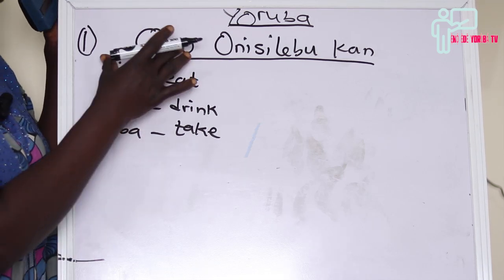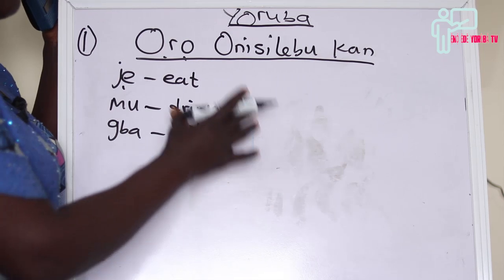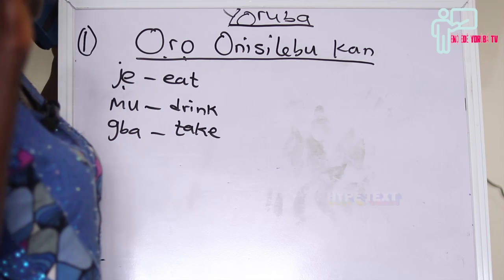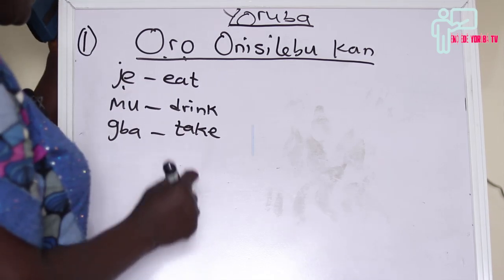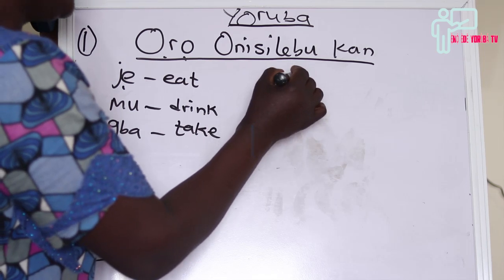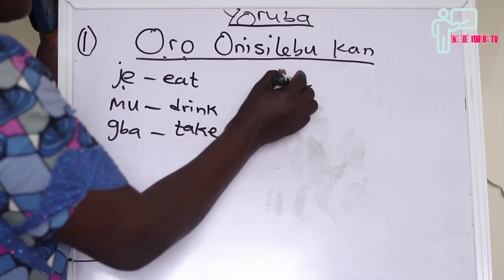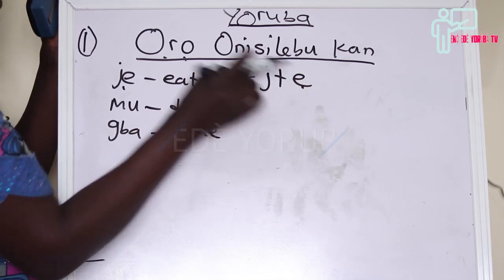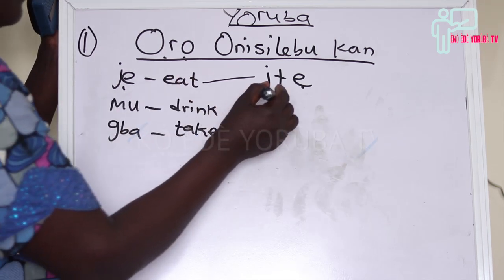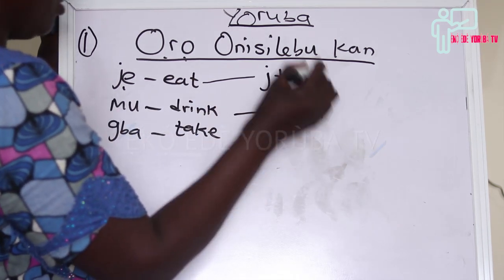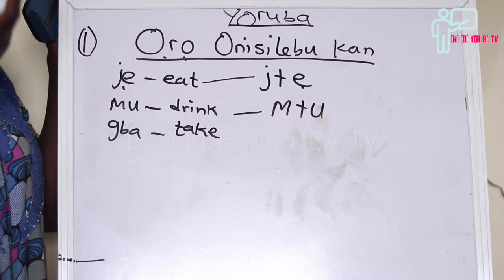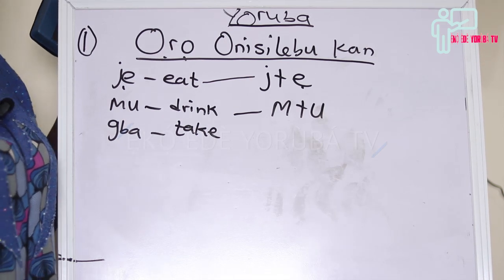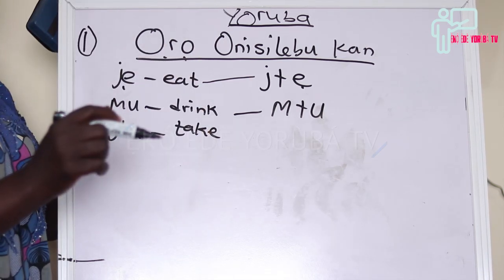Ṣùgbọ́n tí a bá sọ̀rọ̀ lórí ọ̀rọ̀ onísílébù kan, when we talk about the syllable kan, which is first syllable, òun ni wípé jẹ, tá a sọ wípé jẹ plus G plus jẹ, you can see. Mu, mi plus mu, that is drink, mu. You combine the consonant letter with the vowel letter.